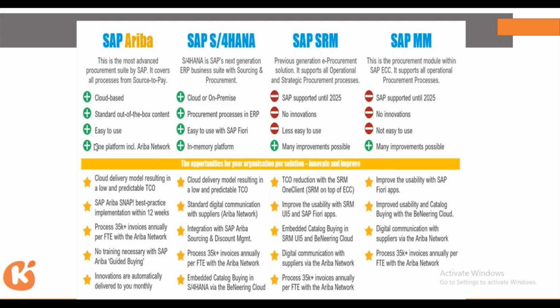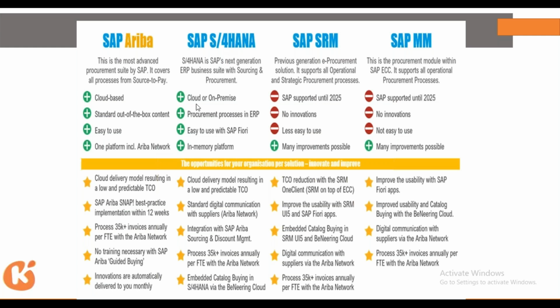And Ariba offers one single platform. In Ariba, we have only one single platform where we can perform all the activities based on our needs. All the activities from the procurement point of view, whatever is required, we can perform on a single platform. But if you look at the same point in the other SAP components, for example, in the second block, we have S/4HANA.